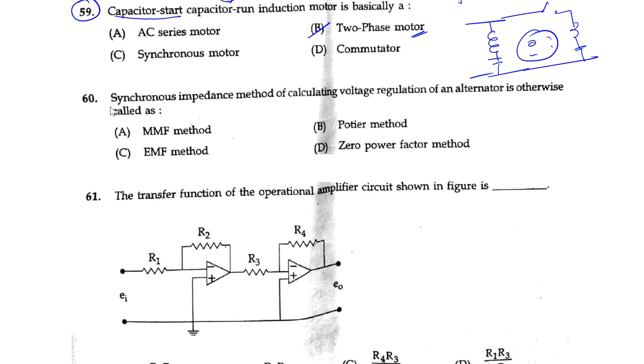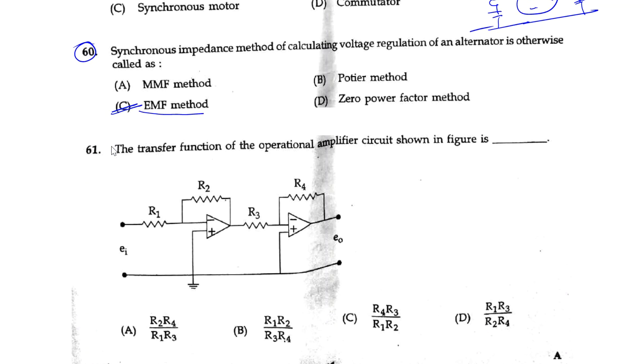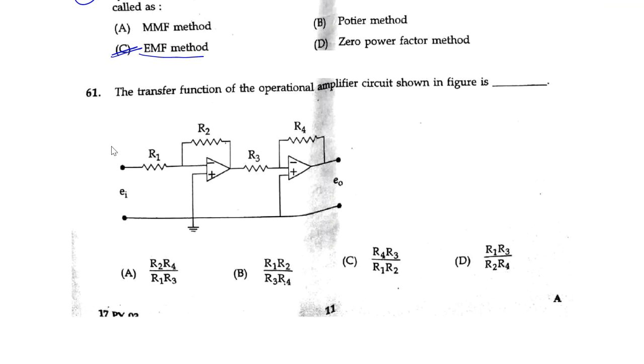Question number 60: the synchronous impedance method of calculating the voltage regulation of an alternator is otherwise known as the EMF method. So the answer is the EMF method. It's also known as the synchronous impedance method or the EMF method. And the next question is from analog electronics.